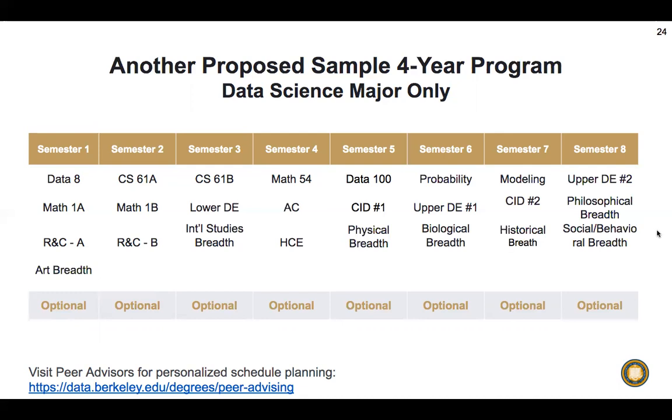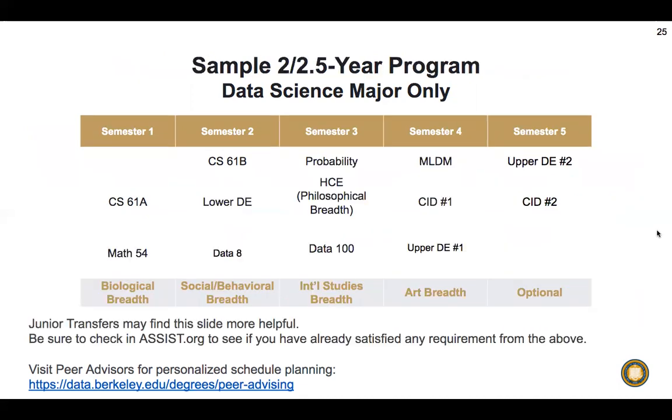And then the next plan is a 2-year plan, for junior transfers mostly. It's doing the data science major only in 2 to 2.5 years. So this obviously is kind of hard to achieve. So if you ever want to talk to us about how you might make it a little bit easier to complete, just let us know, come to peer advising, and we can talk about ways to make your schedule a little bit easier and not have it this compact.